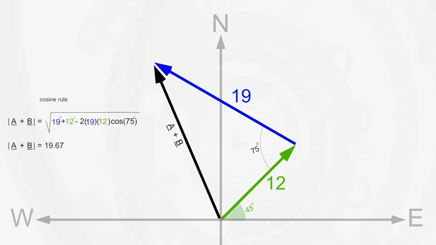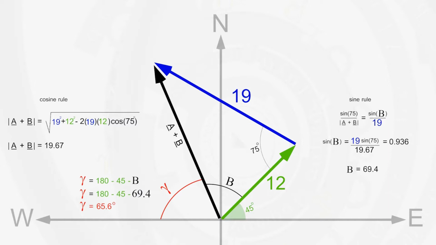Based on the amplitudes of the green and blue vectors, and also the angle between them, we can employ the cosine rule to find the amplitude of the vector sum. And based on the sine rule, we can find the angle beta. Remember that angle beta does not represent the direction angle of the vector sum, but will help find the direction. Based on beta, we can now find the angle gamma, which represents the direction of the vector sum referred to the negative x-axis.